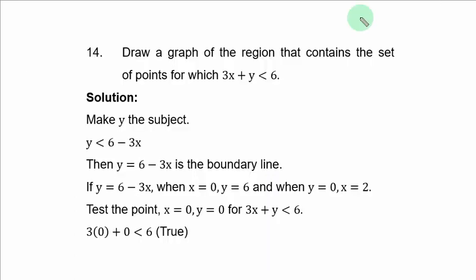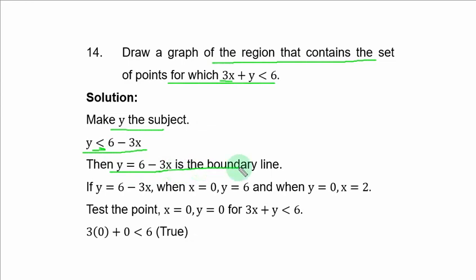Example 14: draw a graph of the region that contains the set of points for which 3s plus y is less than 6. Solution: make y the subject. You have to transfer plus 3s to the right, and you have it in this form. You need to change this symbol to equality, and you have y equal to 6 minus 3s as the boundary line.